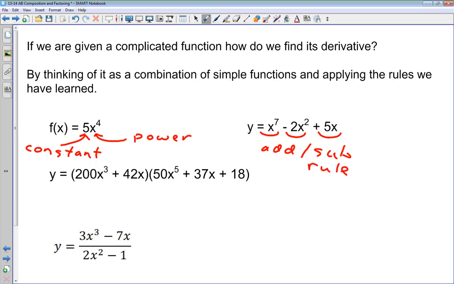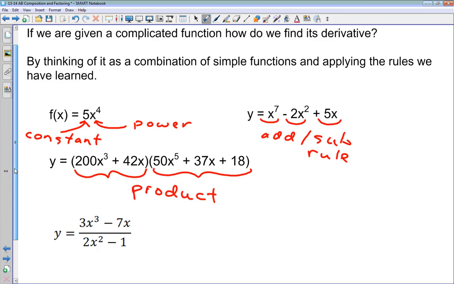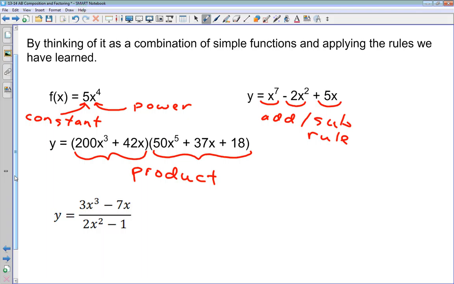When we had something like this, we said, okay, we've got two functions multiplied together. This is our one function. This is our other function. We're going to do the derivatives of those functions separately and combine them together using the product rule. Finally, if we had a function like this, we said, oh, we can do the derivative of the numerator separately from the denominator, and then combine them together using the quotient rule. So we have gradually worked our way through a number of different methods of combining functions together through these rules to approach ever more complicated functions.